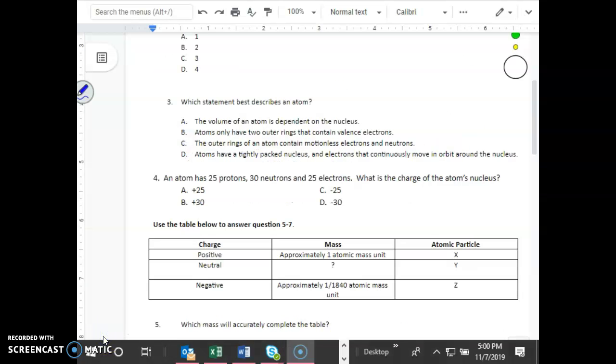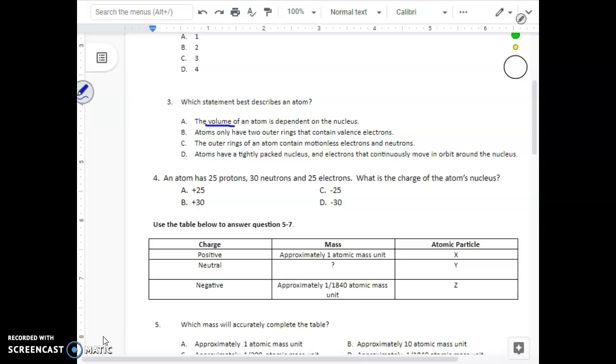Okay, which statement best describes an atom? So A says, the volume of an atom is dependent on the nucleus. Well, first of all, we haven't ever talked about volume. Now, had this said the mass of an atom is dependent on the nucleus, well, then that would be true because our nucleus is composed of protons and neutrons, and each of those do have a mass of 1 AMU each, whereas the electrons have no mass or very small mass. So we have not talked about volume.